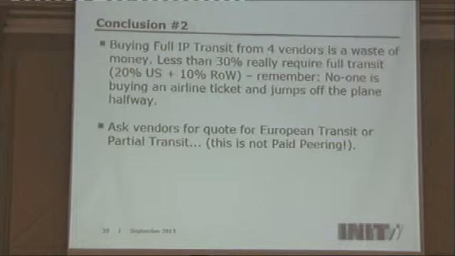On the other hand, buying full IP transit from 4 vendors is probably a waste of money. Less than 30% really require full transit, because we only see about 20% US origin and 10% rest of the world. And as I said before, no one is going to buy an airline ticket for New York and jump off the plane halfway in London. So you may want to consider asking your vendors for partial transit or European transit because this is cheaper. And don't mix that with paid peering. It's a partial transit.